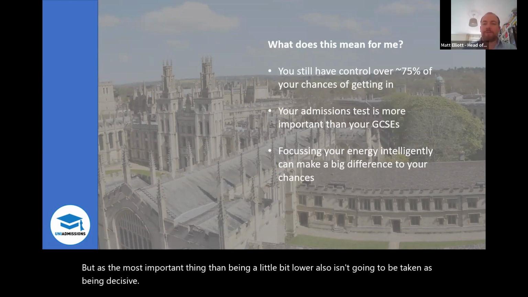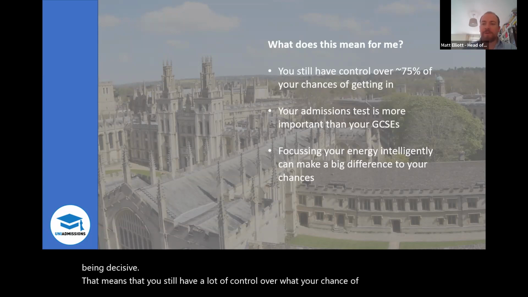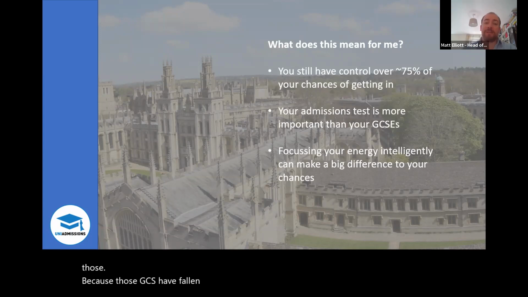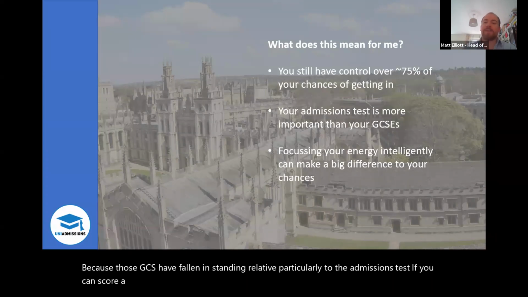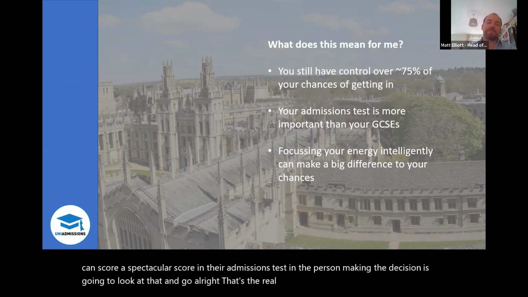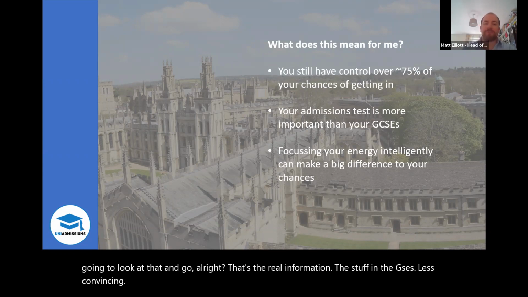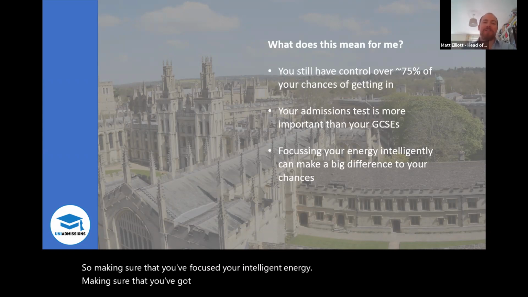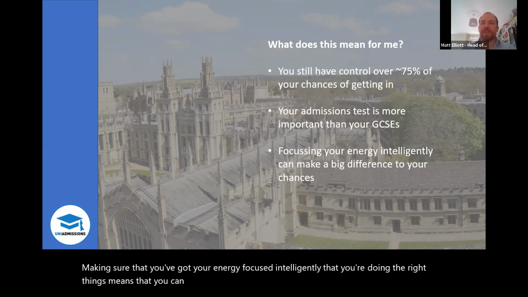That means that you still have a lot of control over what your chances of getting in are, because those GCSEs have fallen in standing, particularly relative to the admissions test. If you can score a spectacular score in an admissions test, then the person making the decision is going to look at that and go, "All right, that's the real information. The stuff in the GCSEs, less convincing." So making sure that you've got your energy focused intelligently, that you're doing the right things, means that you can really take advantage of this change in the way the application is being assessed.